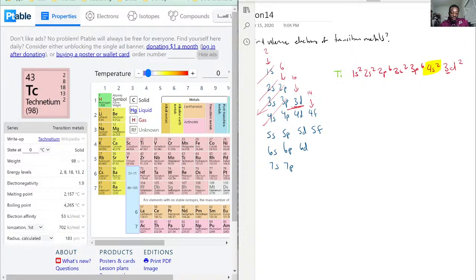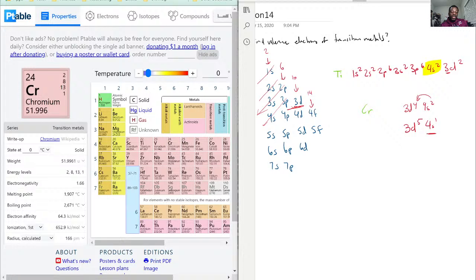With that being said, for example, if we pick something like chromium, you would notice that it would have 3d4 instead of 3d2 because it's going to be the fourth one, and 4s2. What happens here is because it's so close to having a half-filled d orbital, one of the electrons from the 4s goes into 3d, so chromium is actually 3d5 4s1, meaning that chromium would technically have one valence electron.